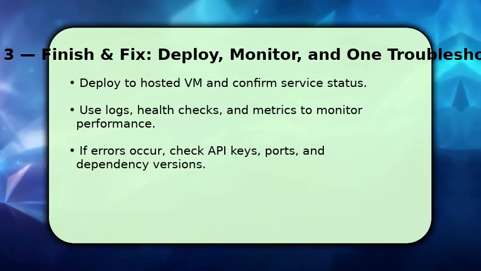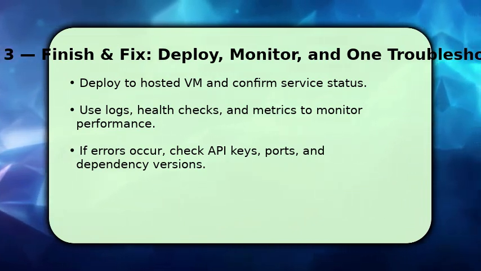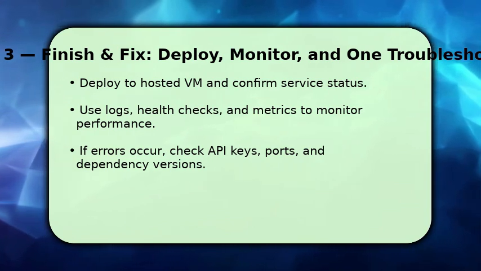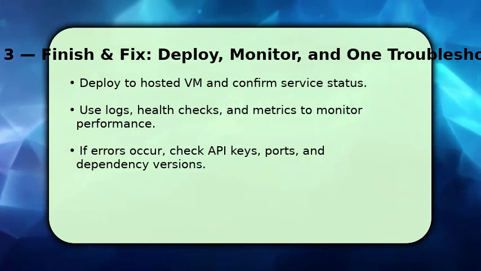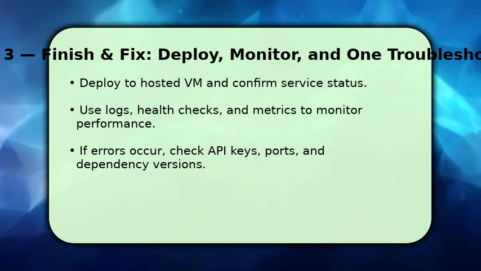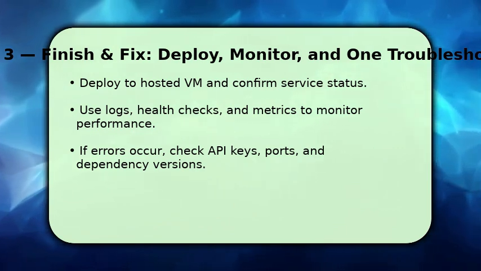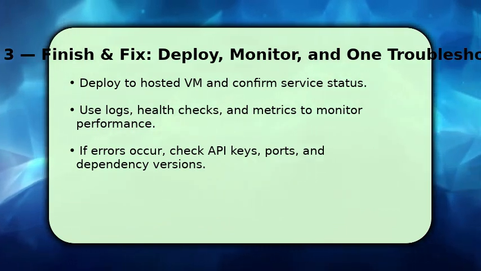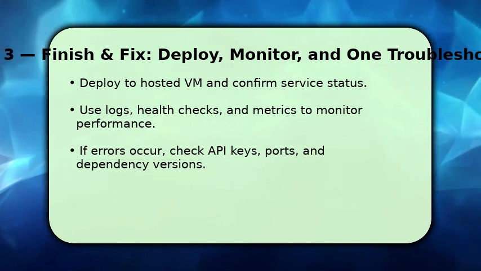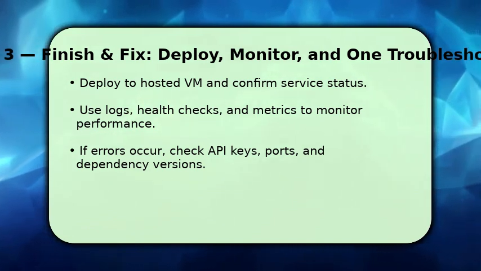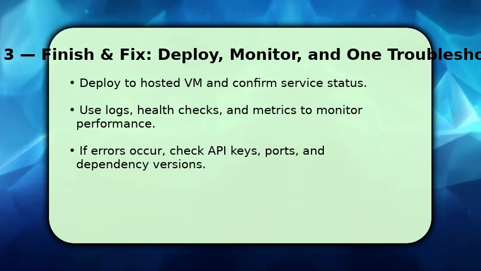If players report issues, reproduce the error, then inspect startup logs and API connectivity. Often an incorrect key, blocked port, or mismatched dependency version causes failures. If needed, roll back to the previous image, fix the config, and redeploy. Remember, incremental changes and clear logs make troubleshooting faster.